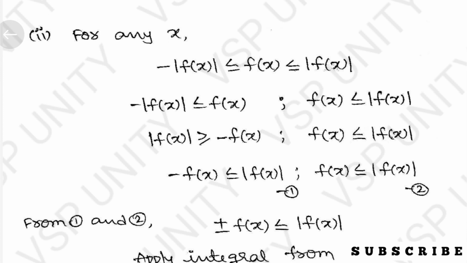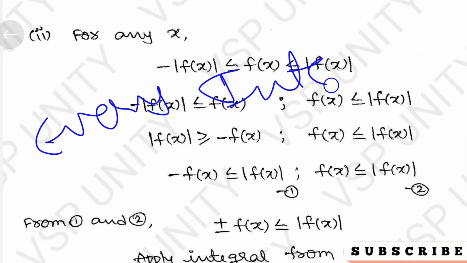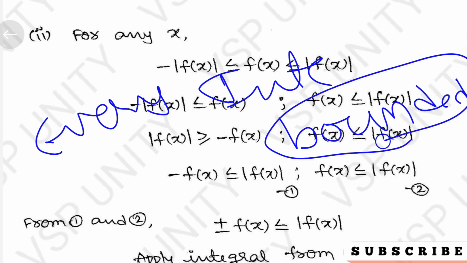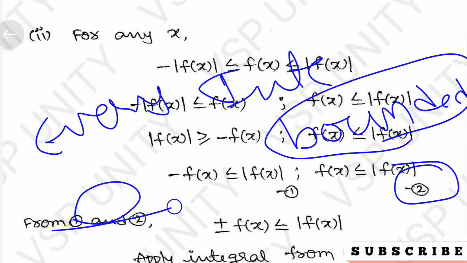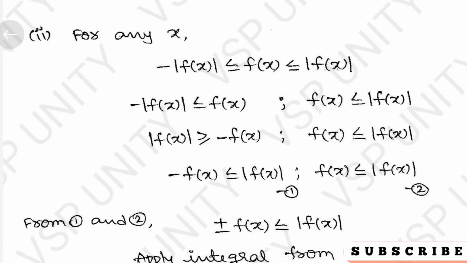So let us take any variable x. How I wrote this? Every integrable function is bounded, we know already, in properties I explained already. Bounded means what? There should be an infimum value as well as a supremum value, means there should be a minimum value and a maximum value. A function that lies between a negative and a positive value is called a bounded function.